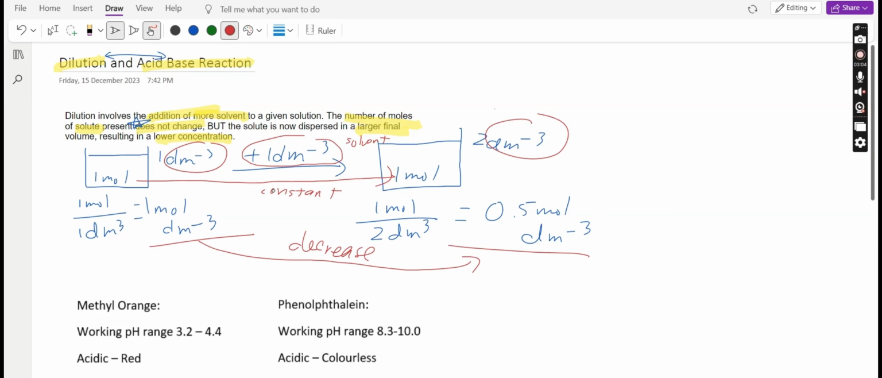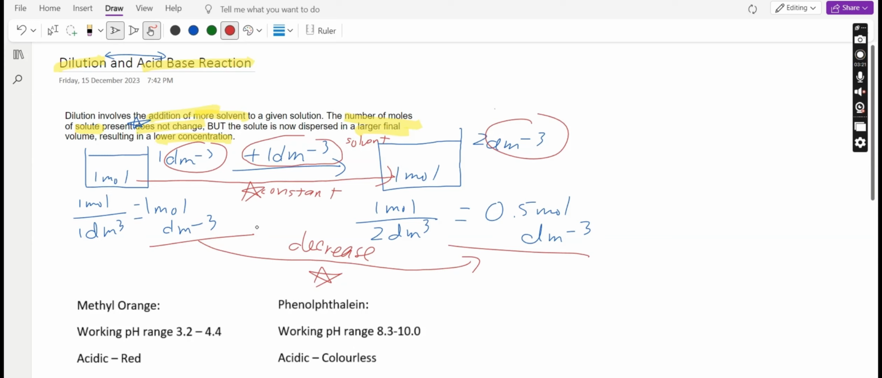So this is a very important idea to remember. When you add more solvent, you are diluting it, so the concentration will decrease. But your number of moles of salt is still constant. You're not adding any more salt to it.